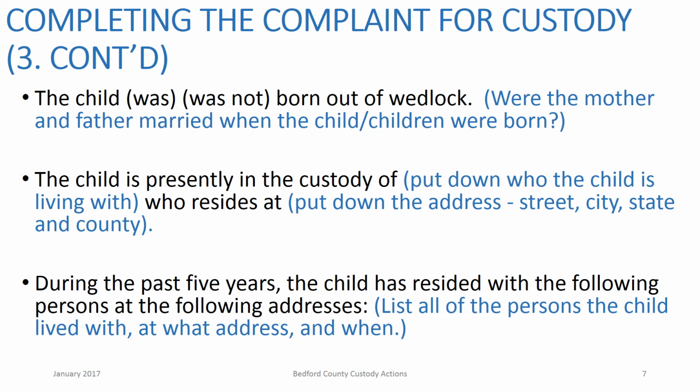You will now put down who the child is living with and where the child is residing. During the past 5 years, you will list where the child has resided during that time, who the child has lived with, at what address, and when.